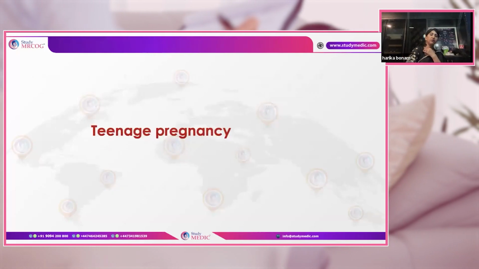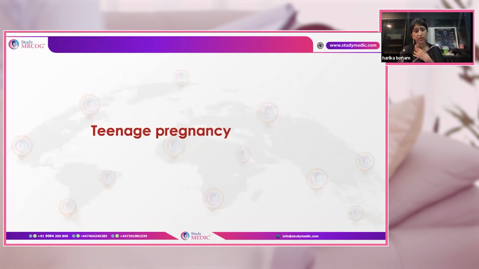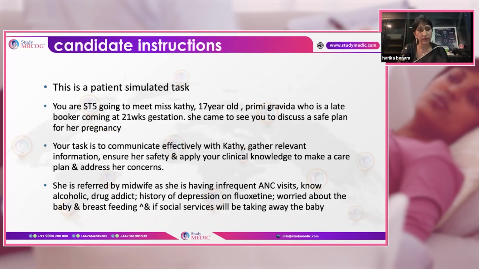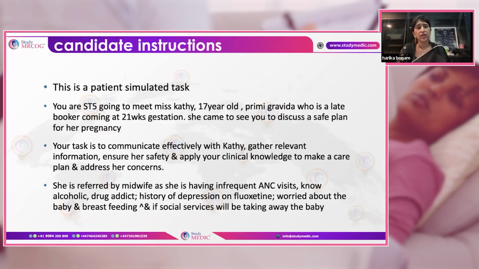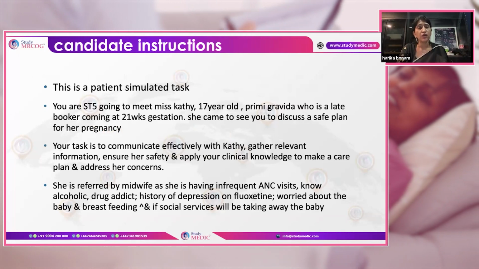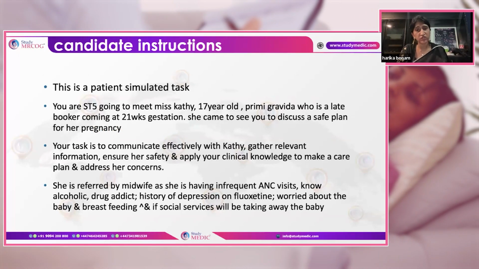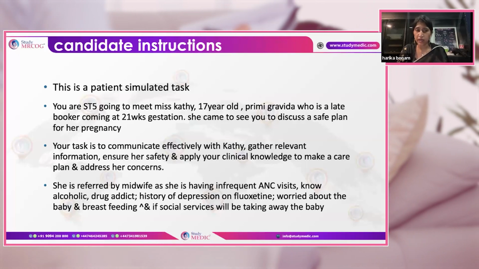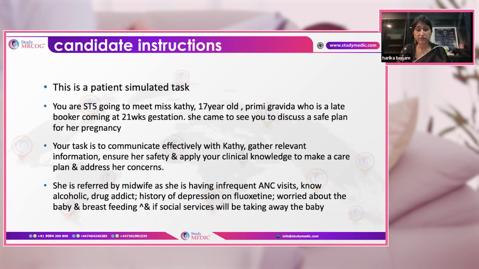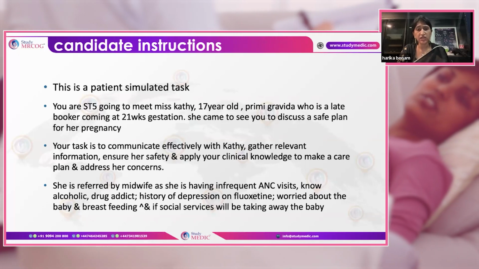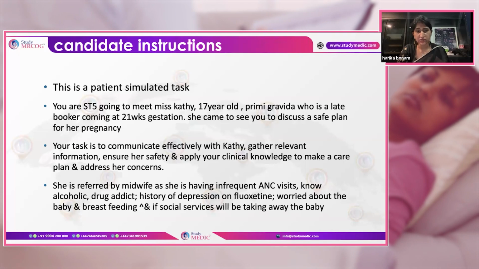The last case is about teenage pregnancy. Again, this is an example case, a simulated patient task. You're going to see Miss Kathy, 17 years old, primigravida, who is a late booker coming at 21 weeks of gestation. She came to see you to discuss a safe pregnancy plan. The task is to communicate effectively with her, gather relevant information, ensure her safety, and apply your clinical knowledge to make a care plan and address her concerns.